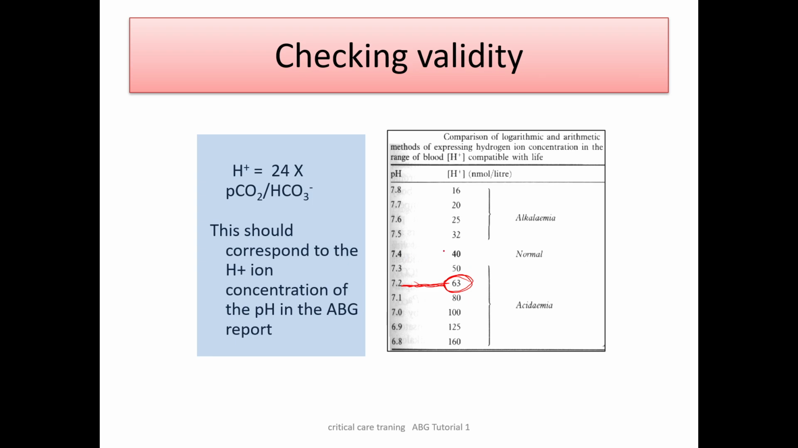So this is a simple first step, and keep this chart handy. If you can, remember that at 7.4 the H plus is 40. As the pH decreases, it increases by 10. So 7.3 becomes 50, 7.2 becomes 63, 7.1 becomes 80. And as you go to the alkalotic side, there is a decrease in hydrogen concentration. At 7.5 it is 32, and 7.6 is 25. So no need to remember as such. You can have this chart with you, and you can check the validity of the report.